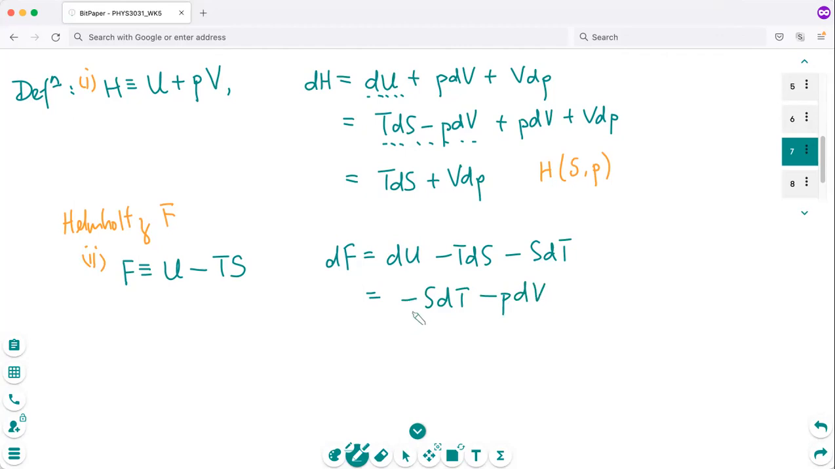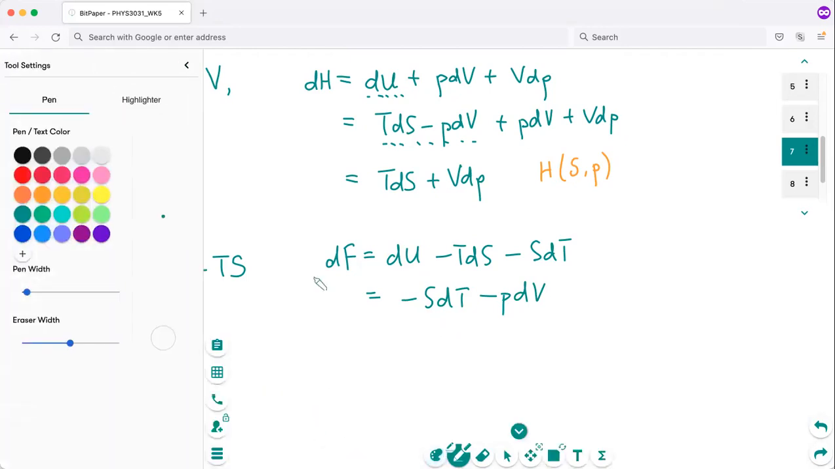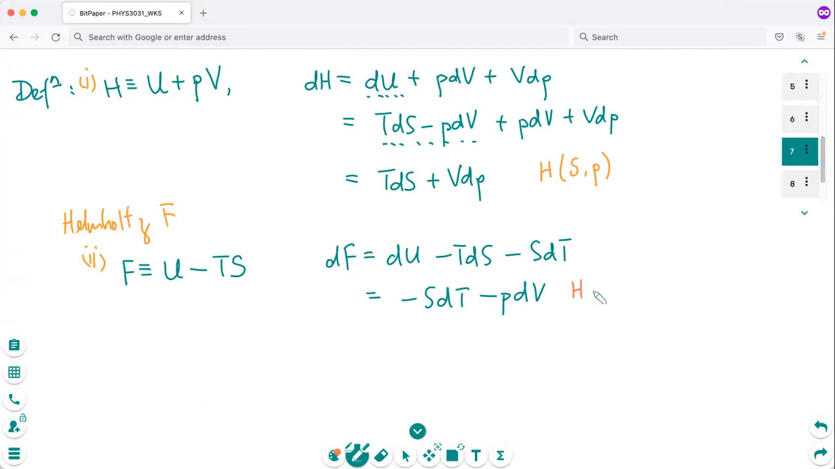This is where I think you need to be careful. I see the minus sign appear. So that's why if you memorize too much, this is the kind of thing that you can get into trouble with. Okay, so here I achieved the goal of F with T and V as the natural variables. So this definition again makes sense.